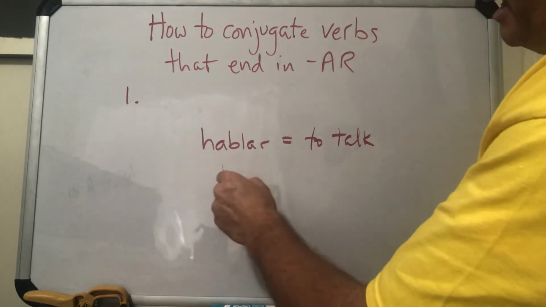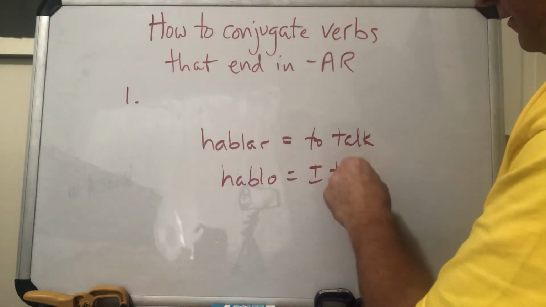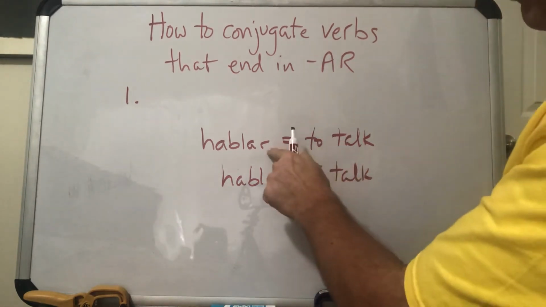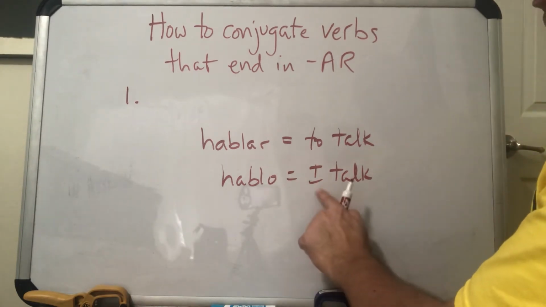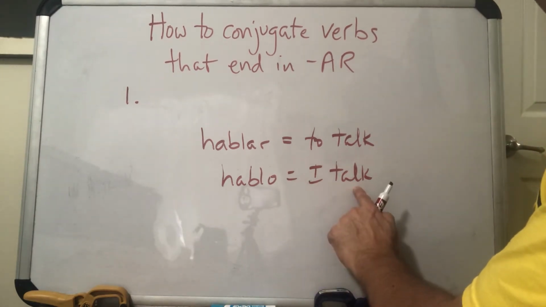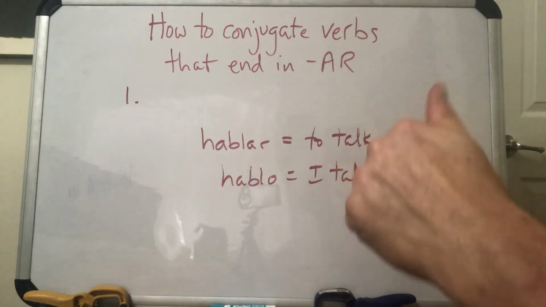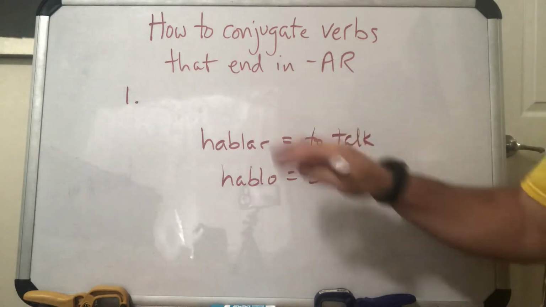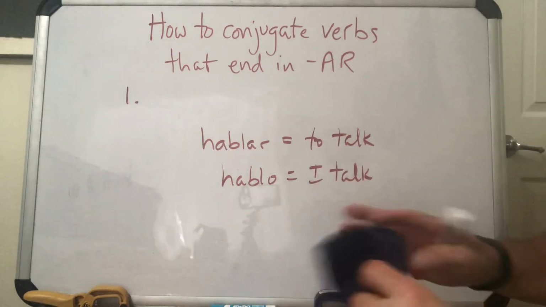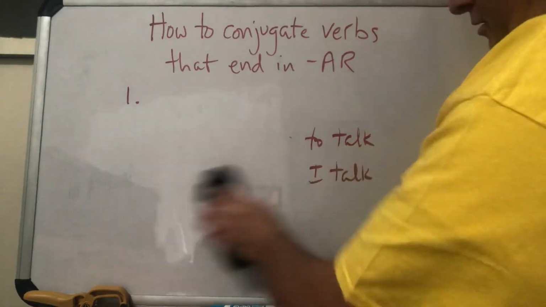But if you change it to hablo, that means I talk. So we conjugated the verb hablar to hablo, and now we know who it is and when it is. I'm the one who's talking, and it's right now. We'll get into more of the past tense, the future tense, and the conditional later. But for right now, let's just figure out how to change these verbs so we can say that different people are doing things.